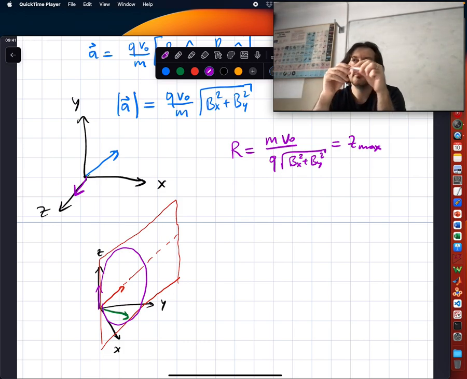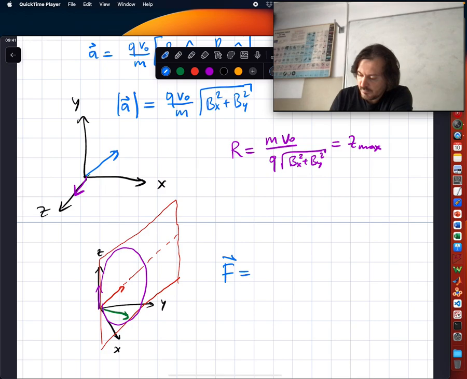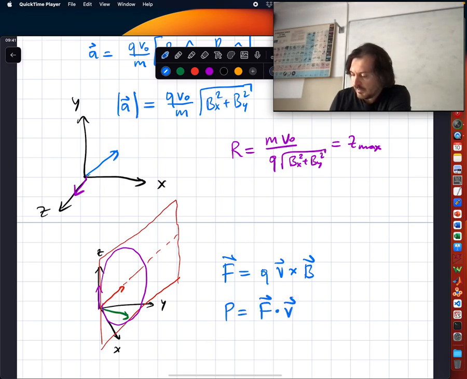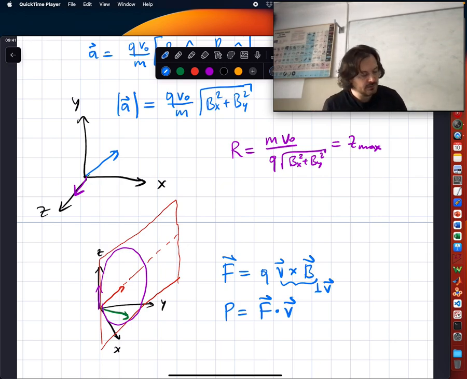Power is equal to F dot V, and that's another way of thinking about it. So F is Q V cross B. Power is F dot V, and since F is perpendicular to V, the dot product with V is 0.